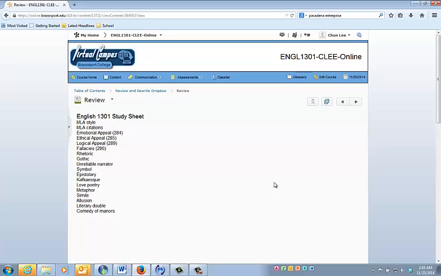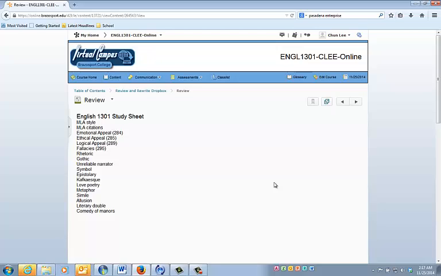MLA style. This covers the font size, the margin length, the information at the top of the page, double space. What else is there? I think that's about it. Oh, you should also know the page number, and I think that's about, for the most part, what you're supposed to be aware of when it comes to MLA style.